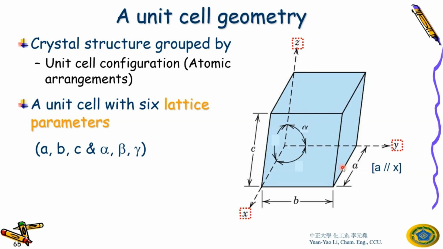And then you have alpha. Alpha is the angle in the YZ plane. You can address this in the x-axis, and alpha is the angle in the YZ plane. And then beta is related to the y-axis, right? So it's in the XZ plane.